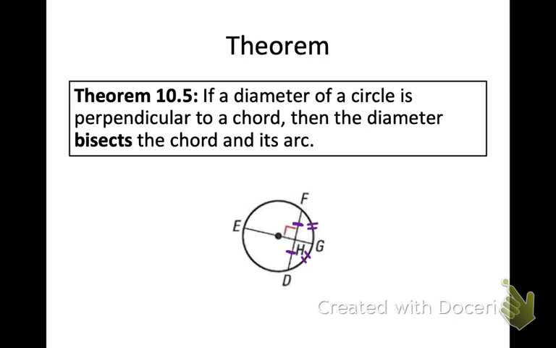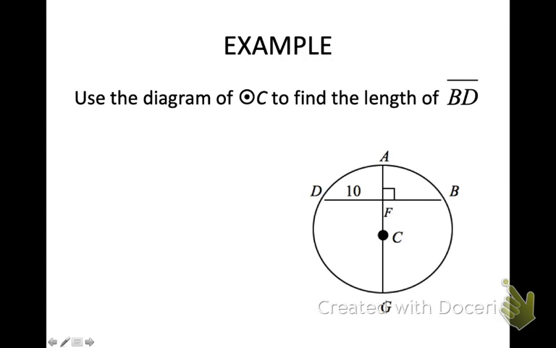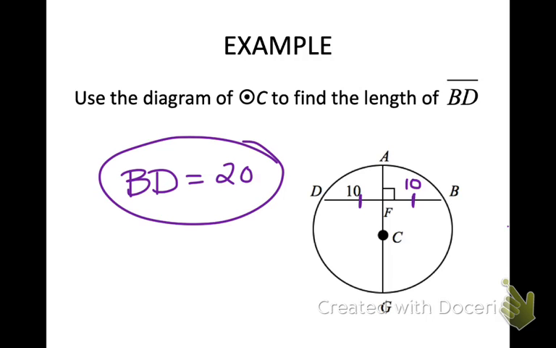If we look at the second example, it says use the diagram of circle C to find the length of BD. Is AG a diameter? Yes or no? Yes. How do I know it is? Goes through the center. Perfect. Do I have a chord that's perpendicular to the diameter? Yes. So that theorem tells us that it bisects the chord, meaning that this is the same as this. So what is the length from F to B? 10. So what's the length of B to D? 20. Good. Don't make it any more complicated than that.